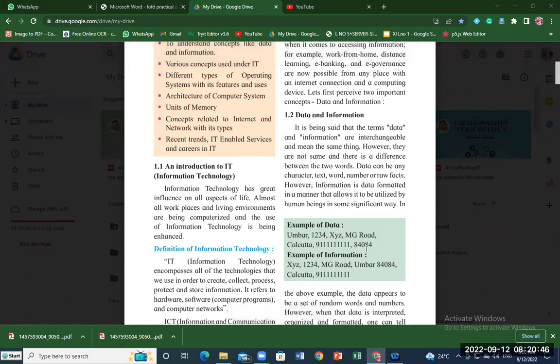So if I process it, if I format it, if I change the words here and there, then what will happen? The example of information is here, correct? XYZ I have written first, then 1234 here, then MG Road, number 84084, Calcutta. So this data is not giving me the proper information, but information is giving me the proper idea, correct? I need to know, yes, XYZ is the name, this is the room number, then this is the road and so on. But data is not giving me a clear idea, correct?